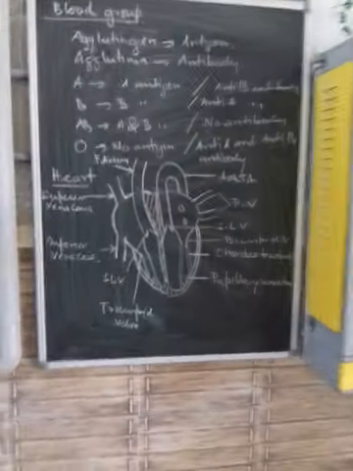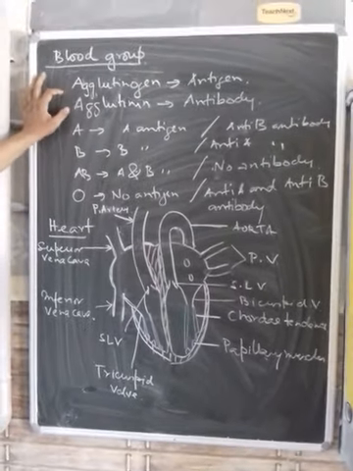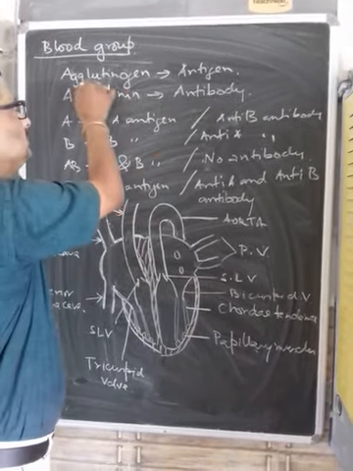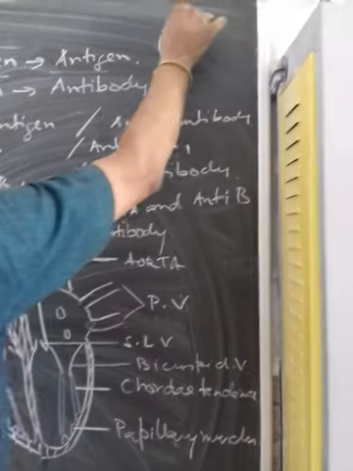Now we are going to study about blood groups. There are types of antigen present on the surface of the RBC, and this is called the agglutinogen. This agglutinogen is found on the surface of the RBC.